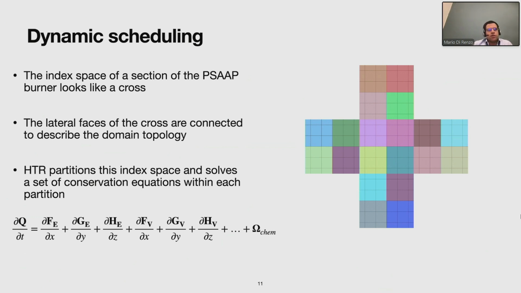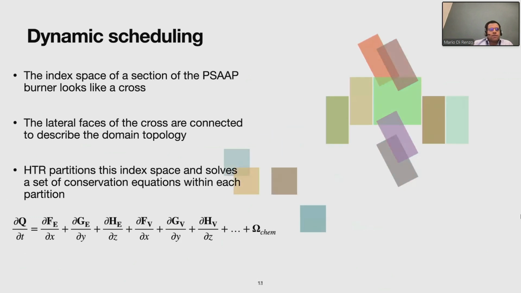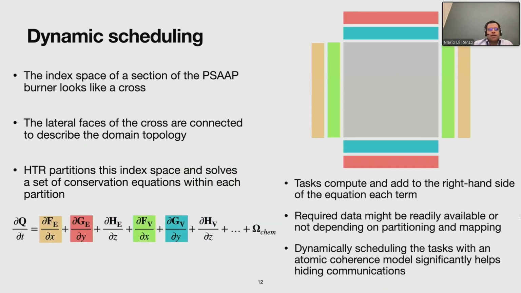And each of these pieces, as I mentioned before, we solve a set of conservation equations, which more or less look like what you see on the bottom left of the slide. So we have a left-hand side, which is a time derivative, and then a series of terms on the right-hand side. Now, each of these terms is computed by a separate task. And to correctly compute these terms, we need different data, mainly to support different stencils that we apply for each of these terms.